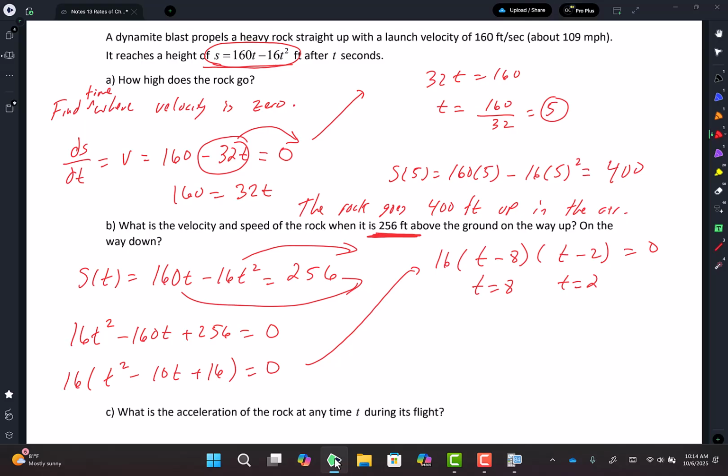How long does it take for this rock to reach its highest point? 5 seconds. I did it in letter A. So if it took 5 seconds to reach the highest point, it takes another 5 seconds to reach down. So it's in the air 10 seconds, assuming that wind resistance is negligible. So at 2 seconds, it's at 256 on the way up, and because it's symmetric, at 8 seconds, 2 seconds before landfall, it's on the way down. Because it's symmetric, right at the t equals 5.